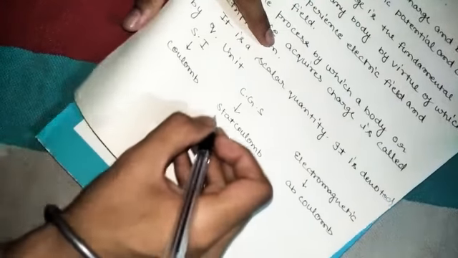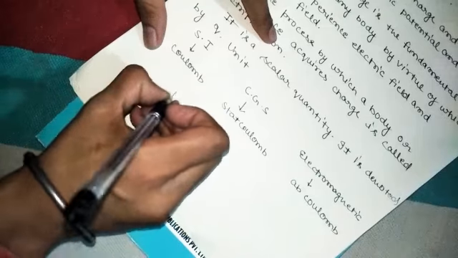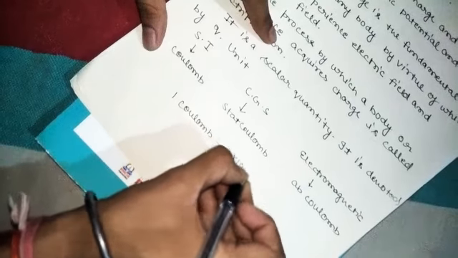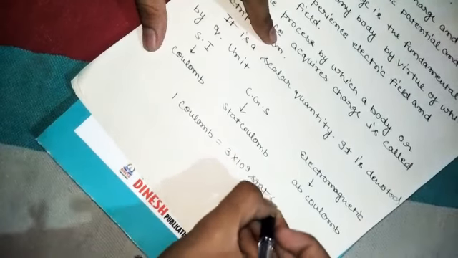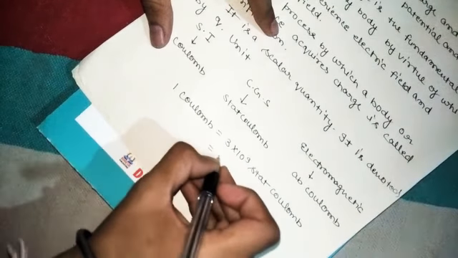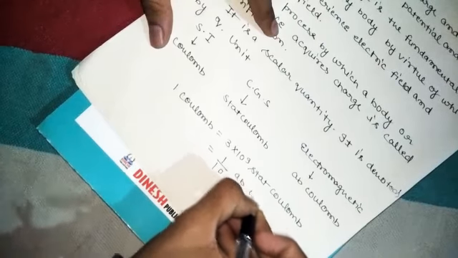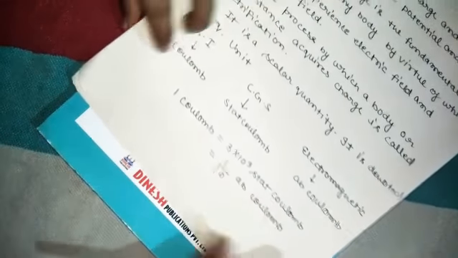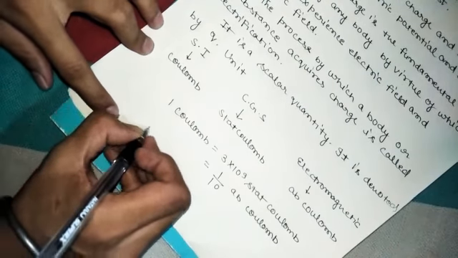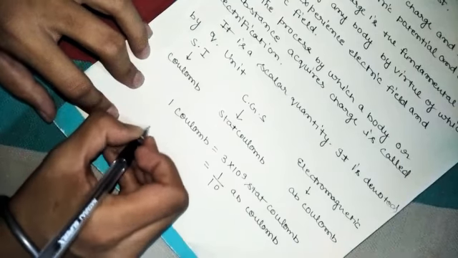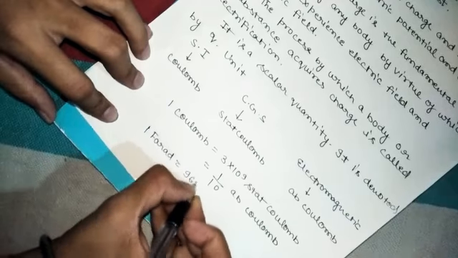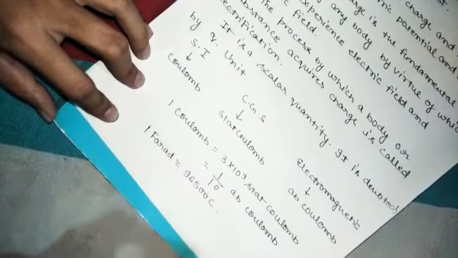What is the relation among all these three? So 1 coulomb is always equal to 3 into 10 power 9 stat coulomb, and it is equal to 1 by 10 of ab coulomb. Another unit of charge, and this one is the biggest unit of charge, is called faraday. So 1 faraday is always equal to 96500 coulomb.